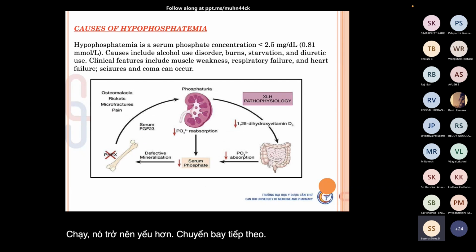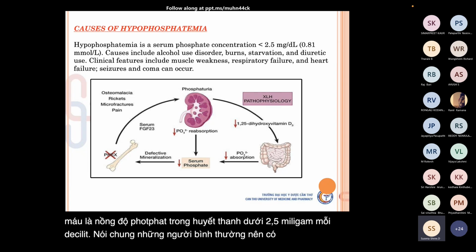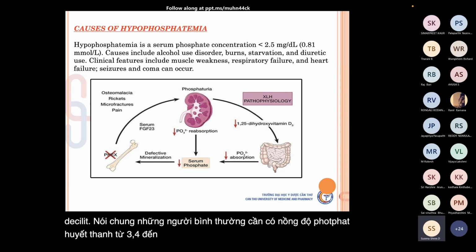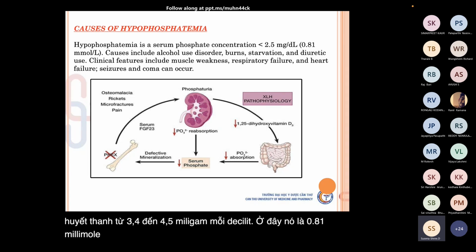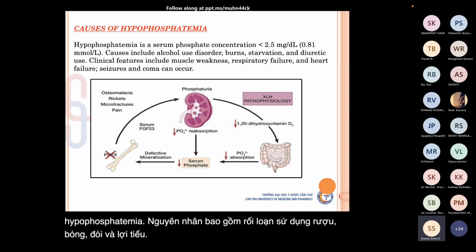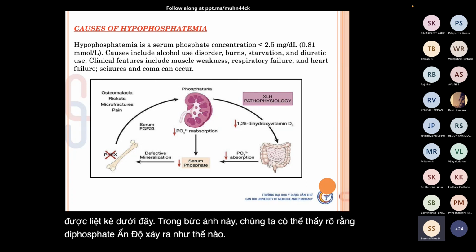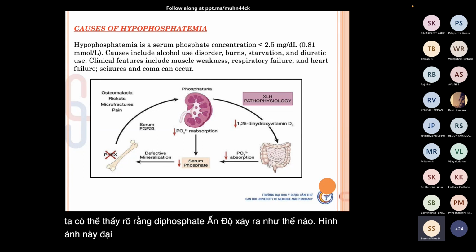Causes of hypophosphatemia. Hypophosphatemia is a serum phosphate concentration less than 2.5 milligram per deciliter. Generally, normal persons should have a serum phosphate level of 3.4 to 4.5 milligram per deciliter. Here it is 0.81 millimole per liter, which is deficient, so it leads to the condition hypophosphatemia. Causes include alcohol use disorder, burns, starvation, and diuretic use. Clinical features are listed below. In this picture, we can clearly see how hypophosphatemia occurs. This picture represents osteomalacia, rickets, microfractures, and pain.